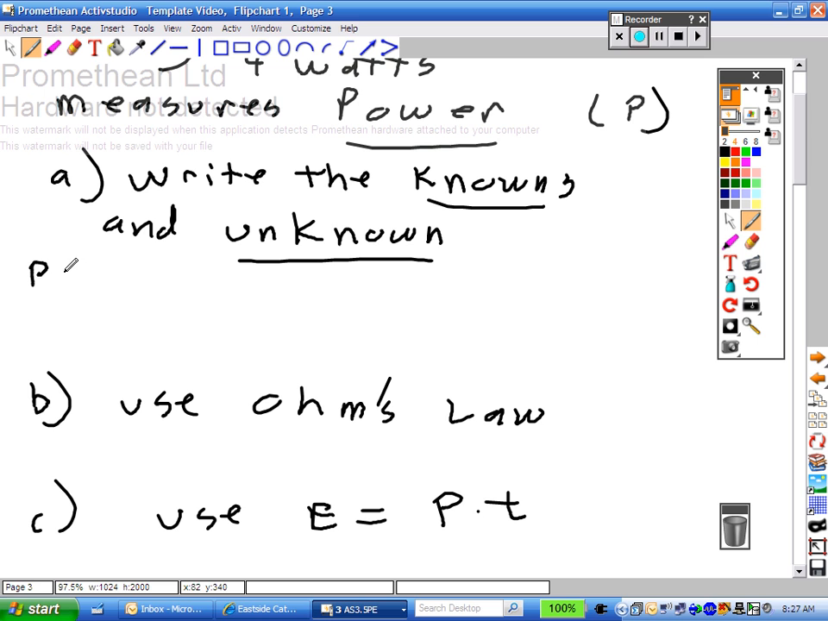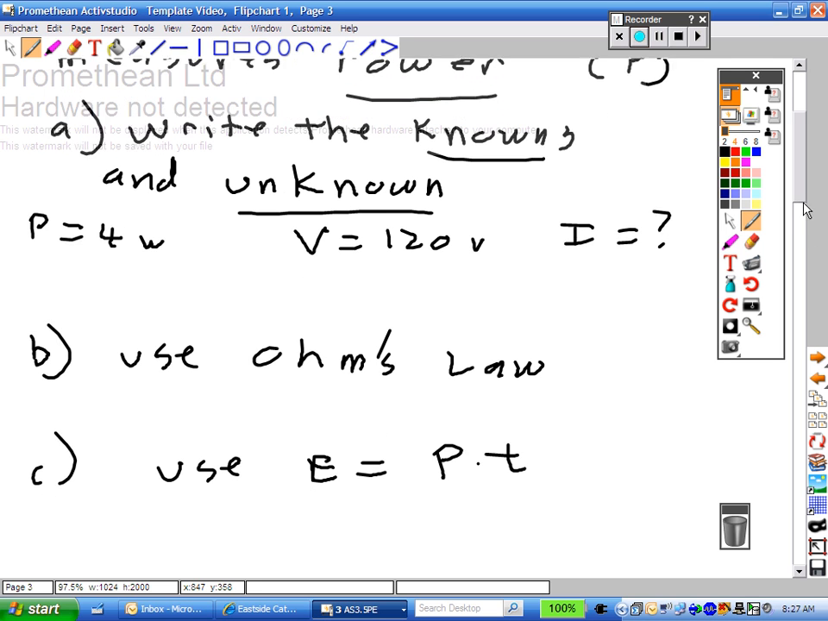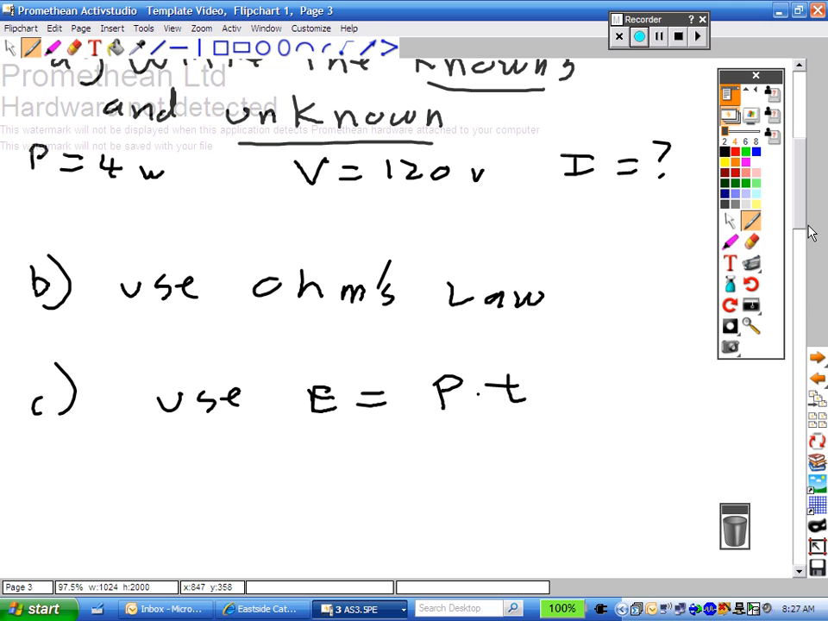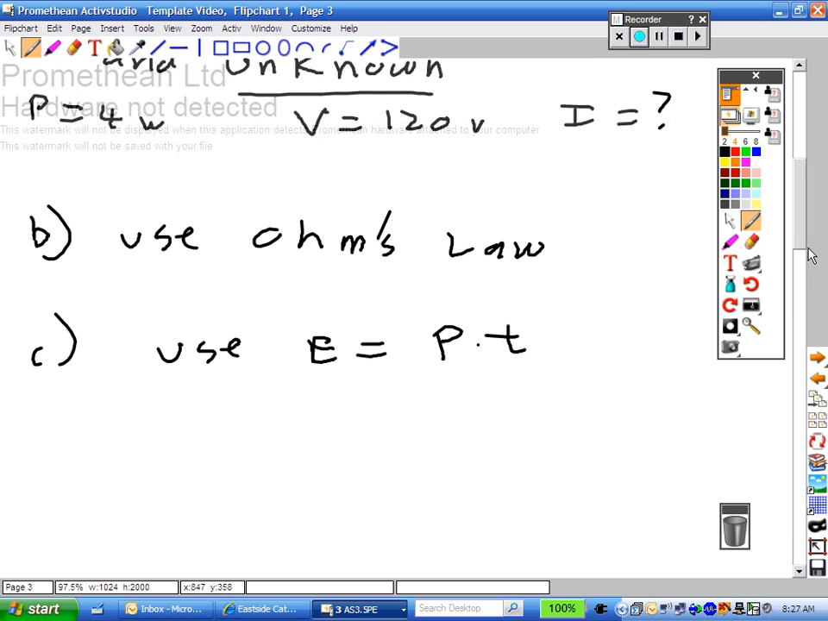They have told you that the power is 4 watts. They also told you that this is connected to 120 volts like you get in almost everybody's house. But the current is what we wish to find. Write it as a question mark. Then you simply find the one formula that has power, voltage, and current. For part B, let's use Ohm's law.